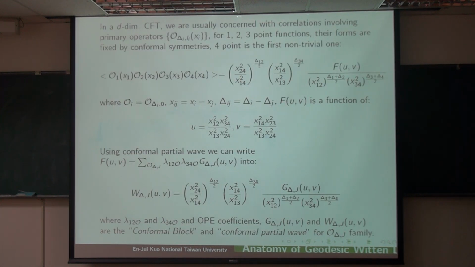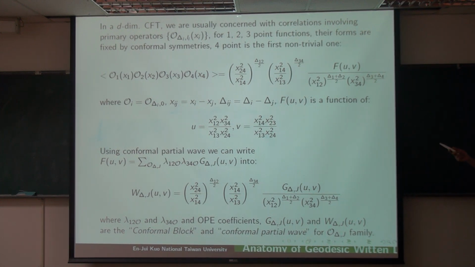Okay, so we know in D dimensions we usually concern correlators involving primary operators. We know the conformal symmetry can fix the primary operators for 2 and 3 point functions. So the first non-trivial case is the 4-point function. The 4-point function can be fixed by this kind of form, but these f(u, v) are functions of conformal cross ratios. You can easily check these u and v are fixed by the conformal symmetry. The main ingredient is usually we use the conformal partial waves to expand this f(u, v) into this.